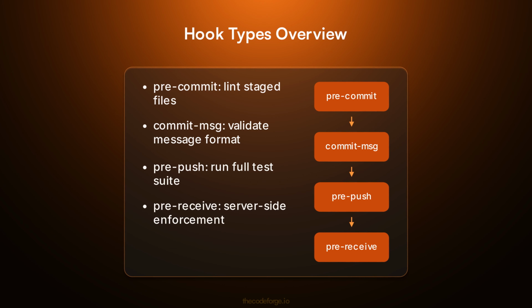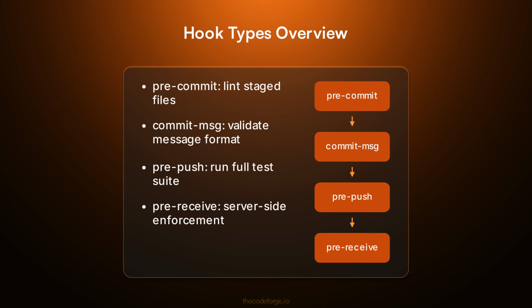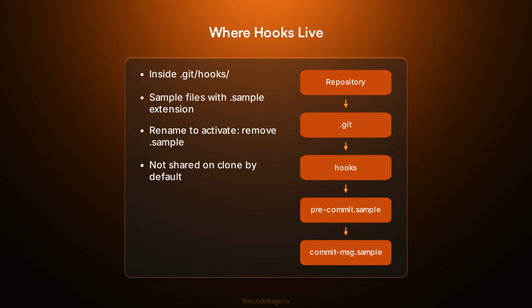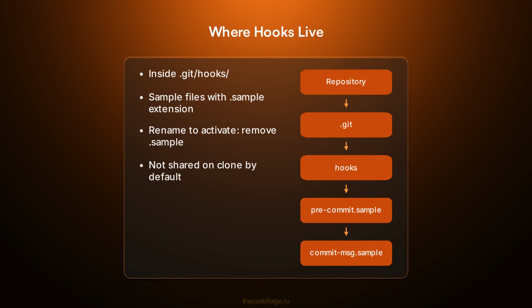There are many hook types, but the most useful are pre-commit for fast checks, commit-msg for message validation, pre-push for heavier tests, and pre-receive for server-side enforcement that cannot be bypassed. Every Git repo has a Git hooks directory with sample scripts. To activate a hook, remove the sample extension and make it executable. But these files are not pushed to the remote, so you need a strategy to share hooks with your team.